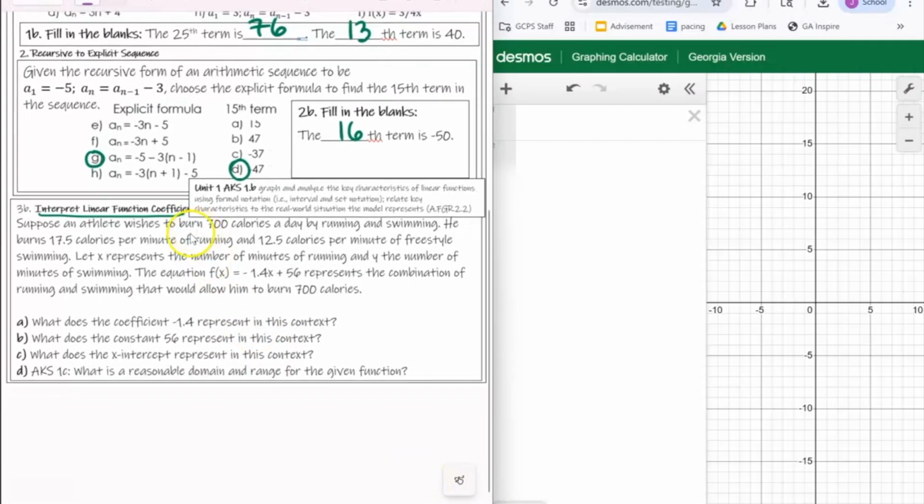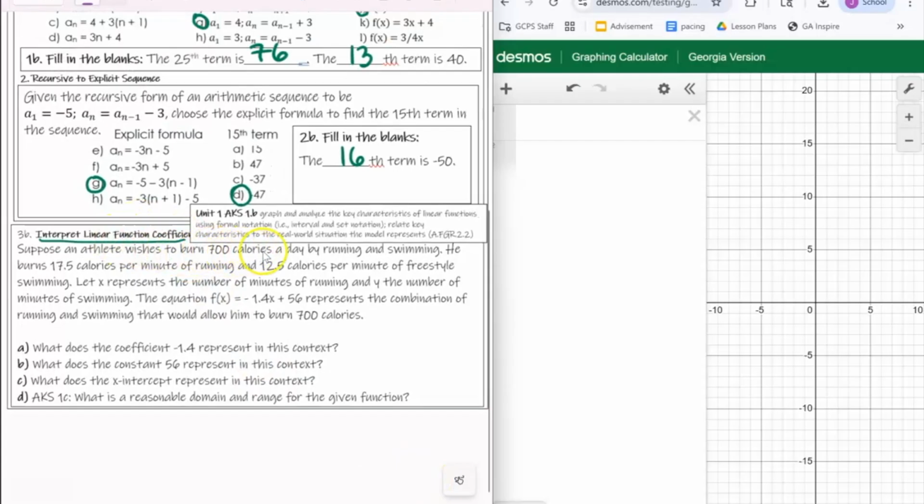All right, suppose an athlete wishes to burn 700 calories a day by running and swimming. He burns 17.5 calories per minute of running and 12.5 calories per minute of freestyle swimming. Okay, so there's two things that he's doing. Let X represent the number of minutes running and Y represent the number of minutes swimming. And I said that, but then I wrote f of X. So remember, f of X and Y are interchangeable. One is in function notation and one is in what I call 8th grade math.